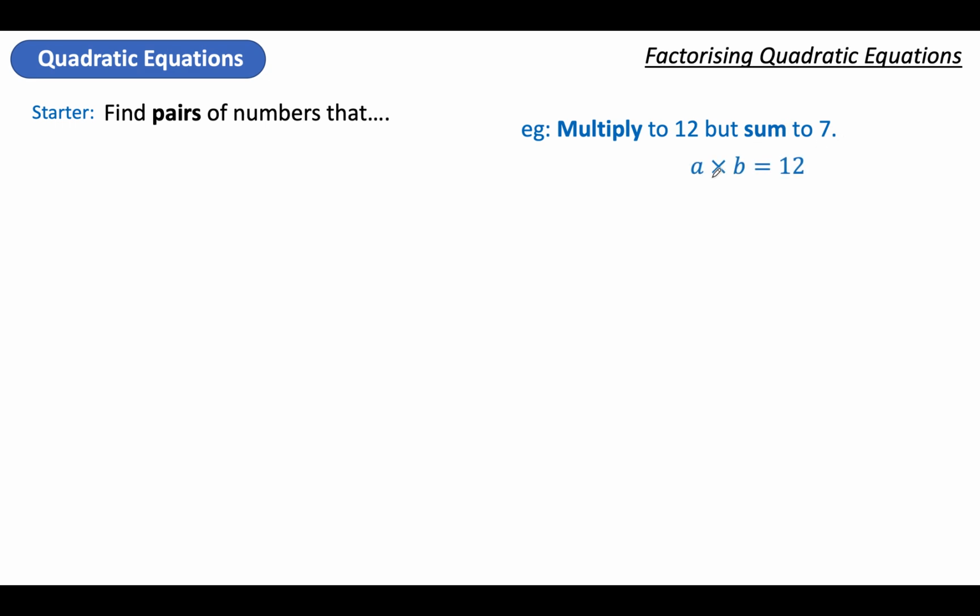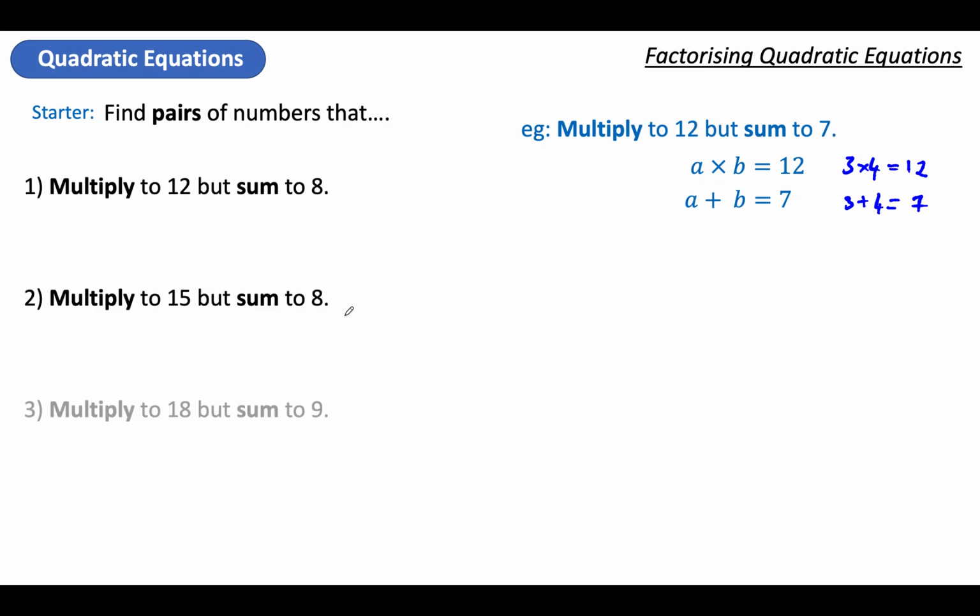Okay, that's what sum means. So when you multiply the two numbers together, you get 12, but when you add the same two numbers, you get the other number, in this case 7. So it could be, say, 3 and 4, because when you multiply 3 and 4 you get 12, but when you add 3 and 4 you get 7. Okay, get the idea? So multiply to 12, sum to 7.